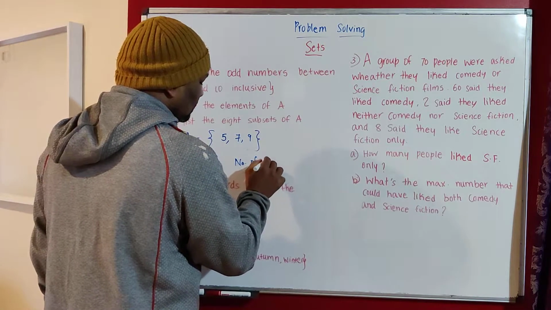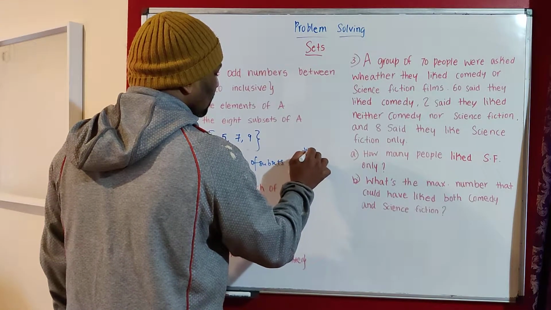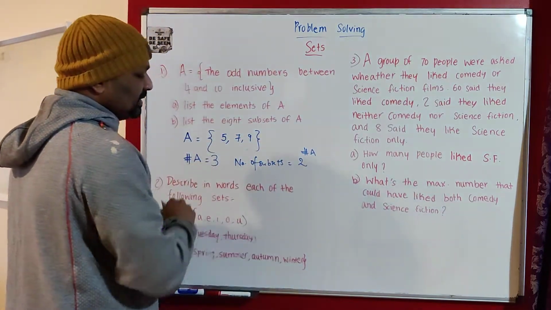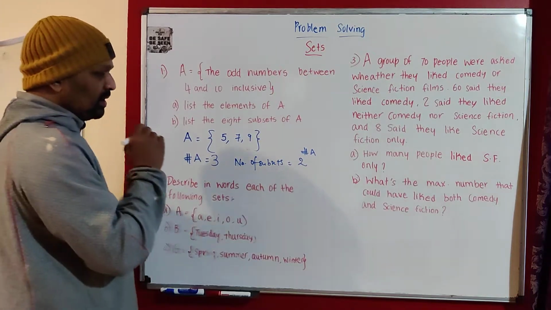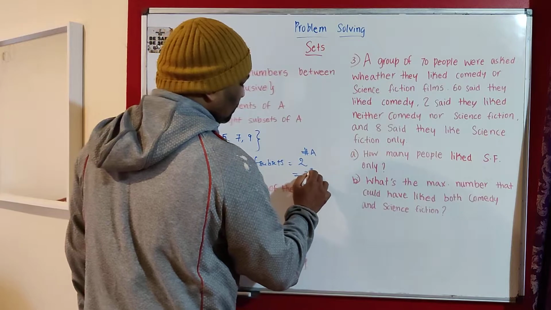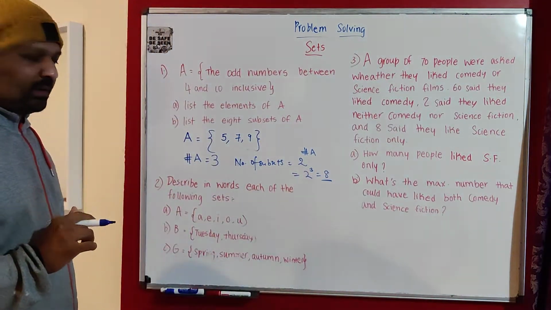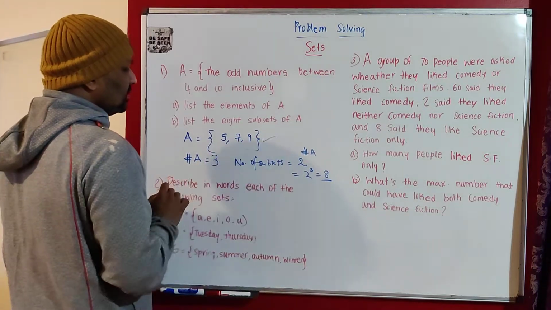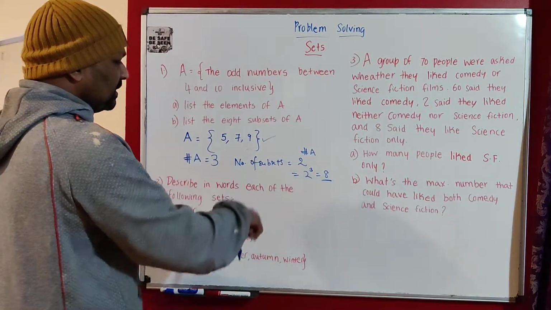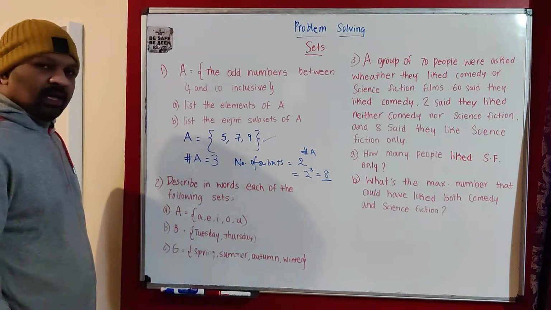Number of subsets is equal to 2 to the power of the cardinal number of A. The number of subsets that can be written for A is equal to 2 to the power of the cardinal number of A. So what is the cardinal number of A? It is 3. That is equal to 2 to the power of 3, which is 8. 8 subsets can be written. Okay, part A is finished.